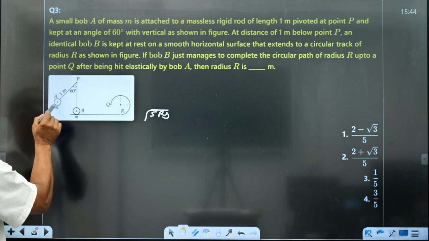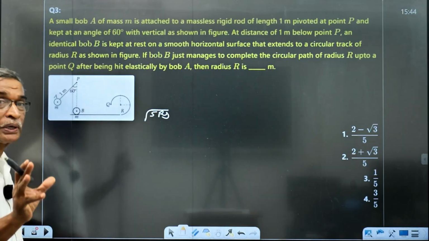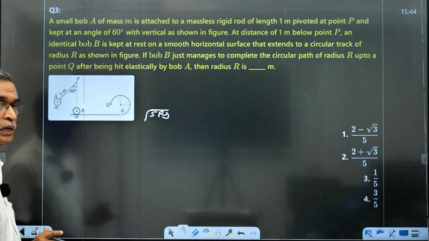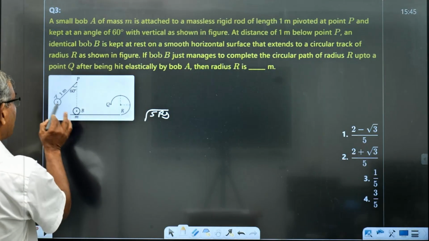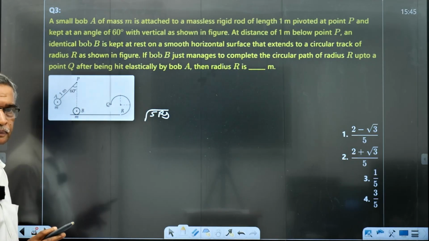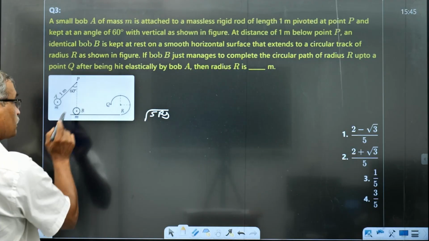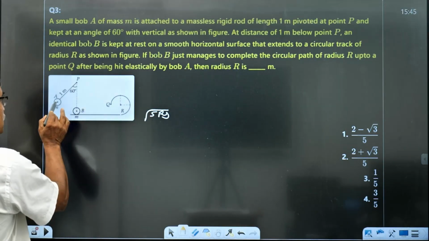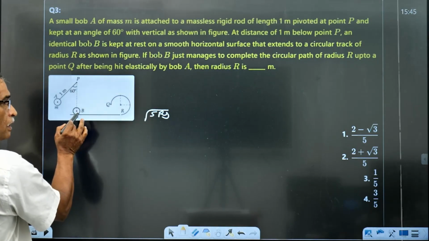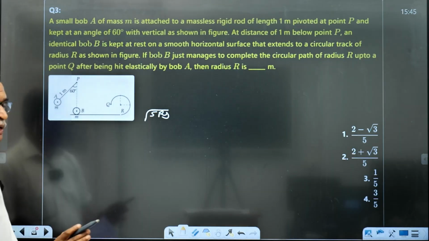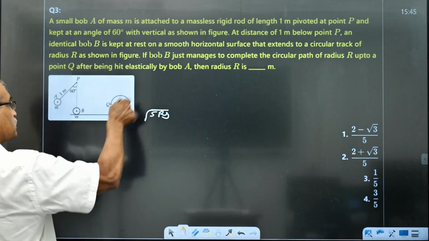Here there is an elastic collision between identical bodies. Then what happened? They will exchange their velocity. That means on hitting, this will carry the velocity of A, move with the velocity of A, and reach here and take circular motion.